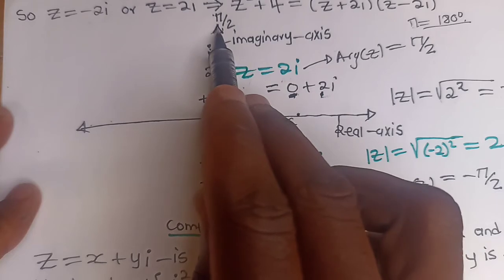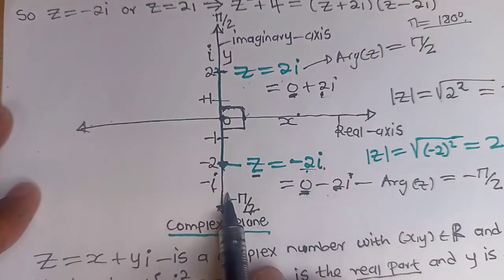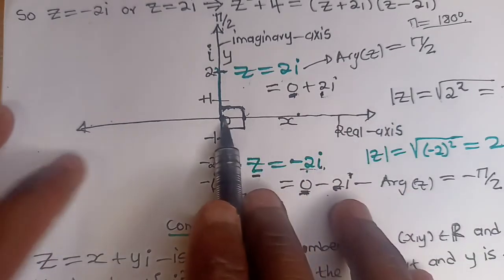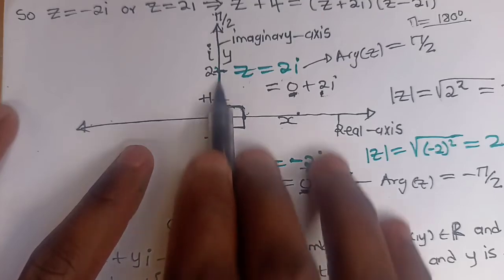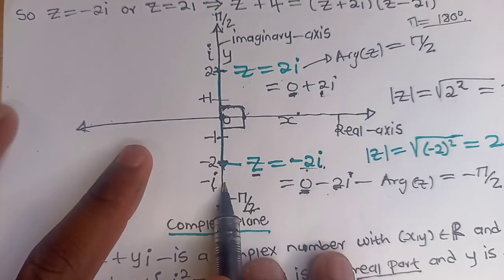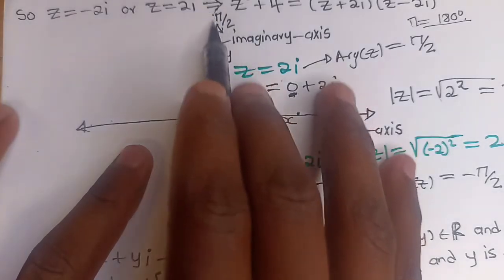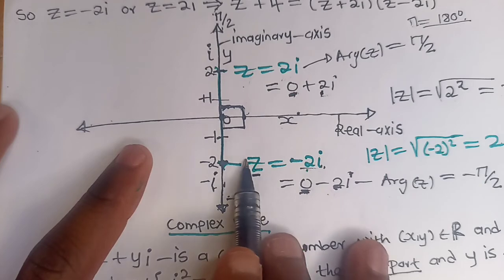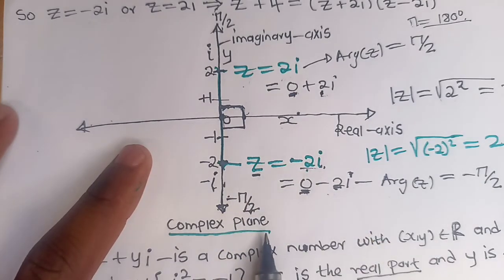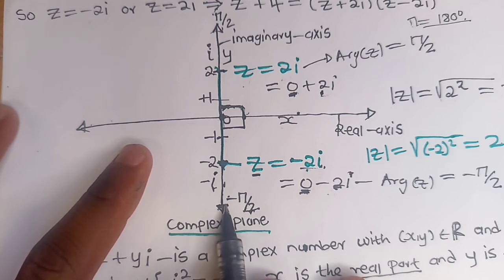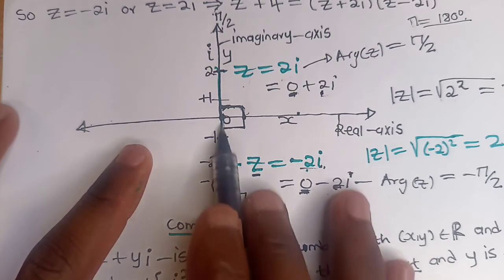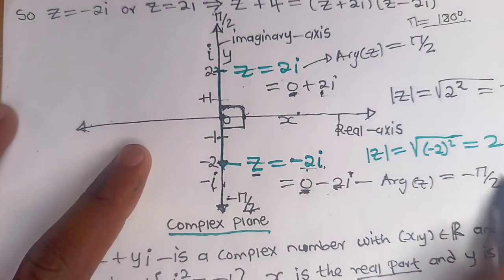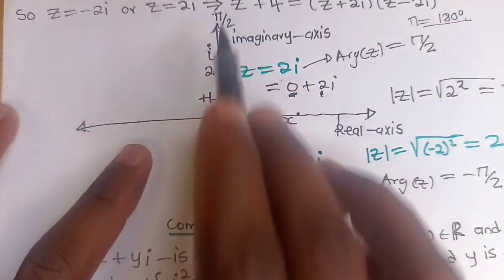And depending on this line of the imaginary axis, and as this line of the real axis acts as the mirror, anything above is positive, anything below is negative. So reflecting the angle pi over 2, we have negative pi over 2, which will define our z equals negative 2i. So for any complex number defined on the imaginary axis, below, its argument will be negative pi over 2, and above, its argument will be pi over 2.